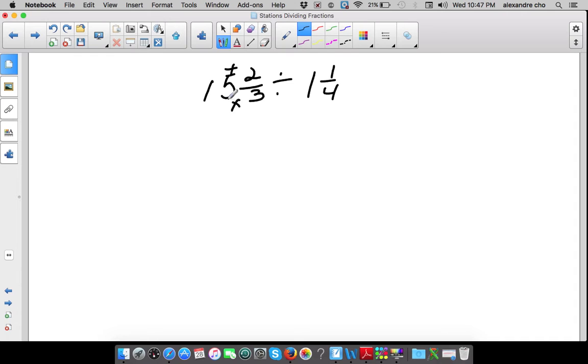3 times 15 is 45, I'm sorry. Plus 2, 47. So that's 47 over 3, divided by 4 times 1 is 4, plus 1 is 5, so 5 over 4. Okay, now that we changed our mixed numbers to improper, let's find an LCM.